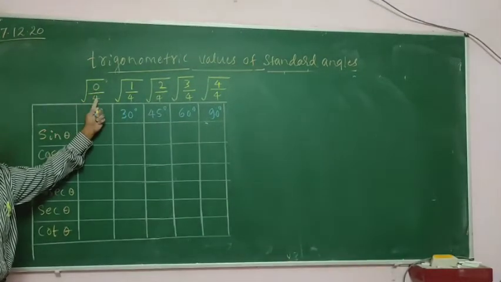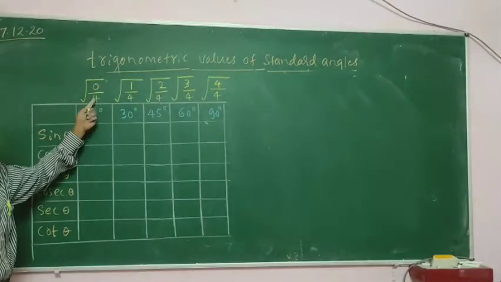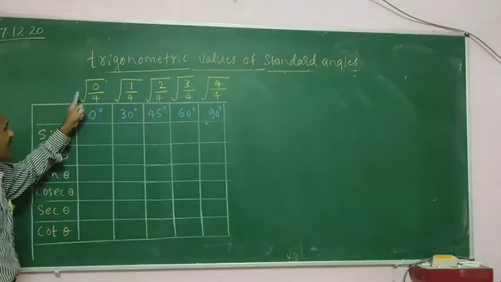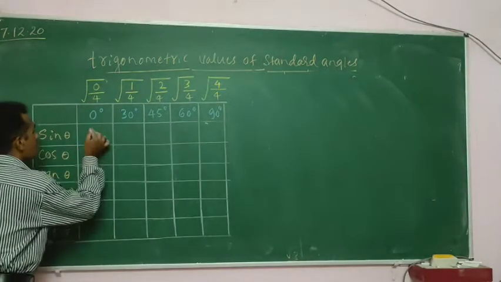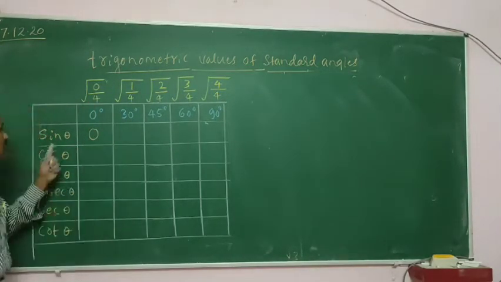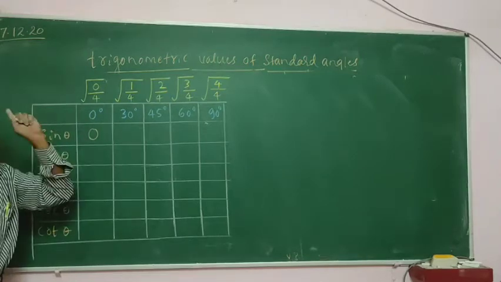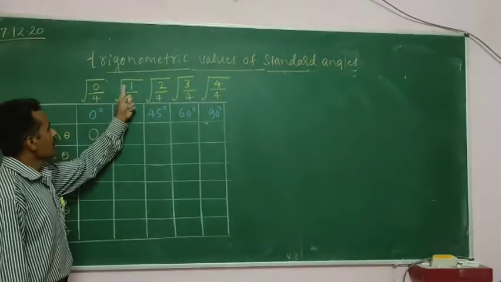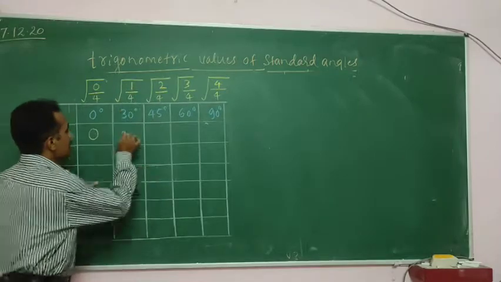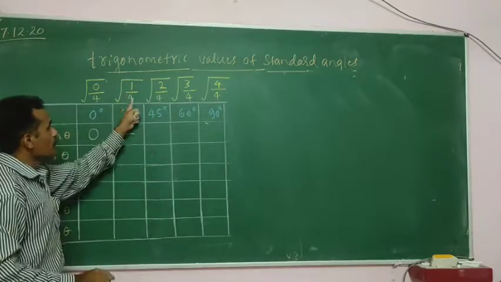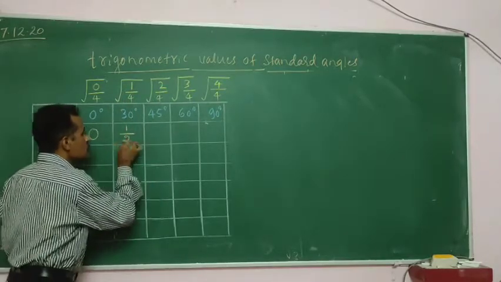0 by 4. कोई भी 0 अगर कोई नंबर से डिवाइड करें तो आंसर 0 आएगा. अंडर रूट 0 is also 0. मतलब sin 0 का वैल्यू 0 है. Come on. Square root of 1 is 1. Square root of 4 is 2.